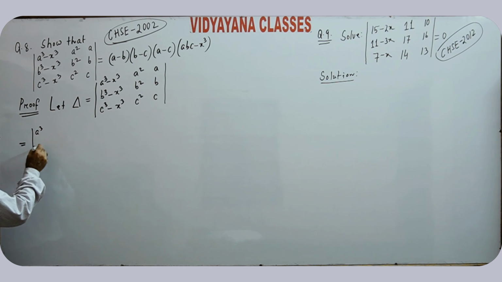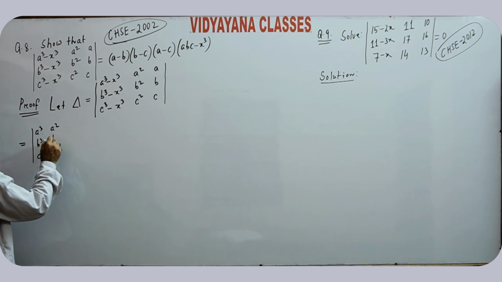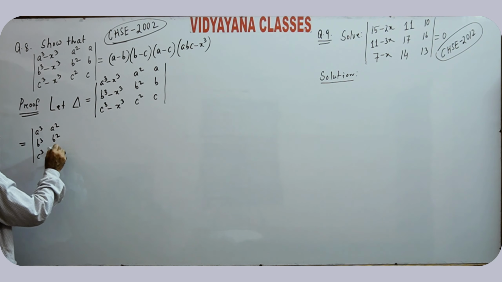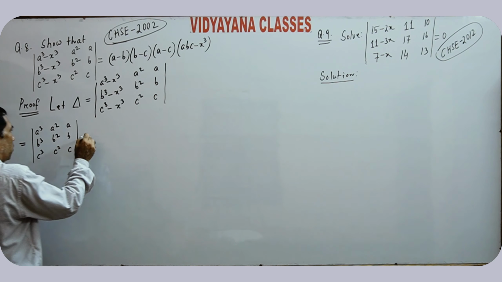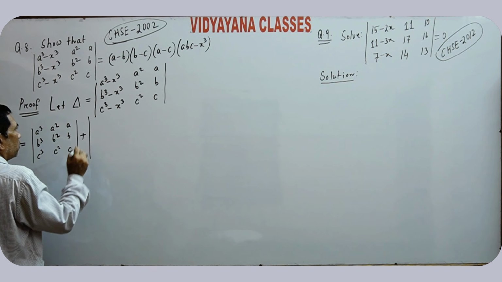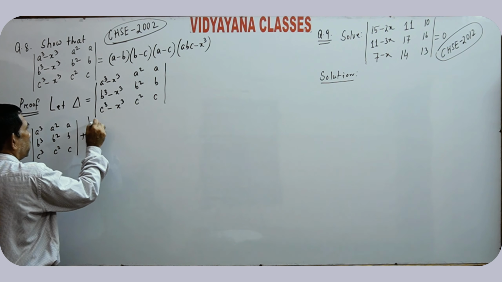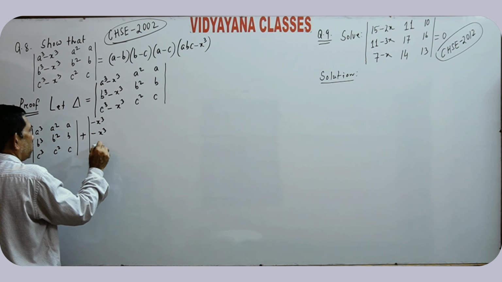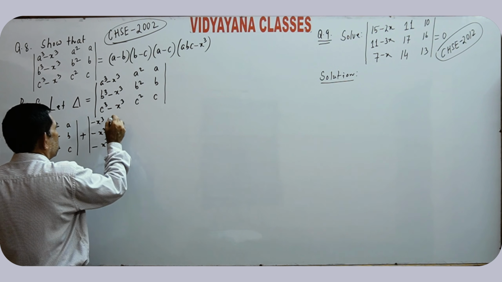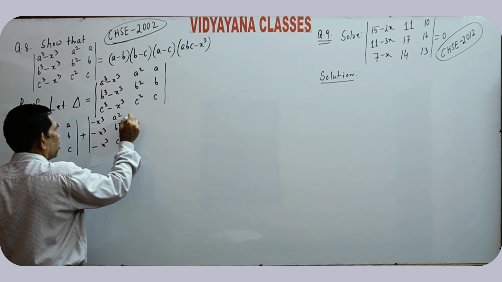the determinant with columns AQ, BQ, CQ, A square, B square, C square, ABC, plus the determinant with columns minus SQ, minus SQ, minus SQ, A square, B square, C square.